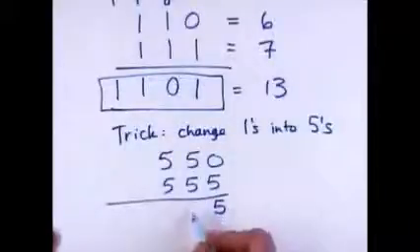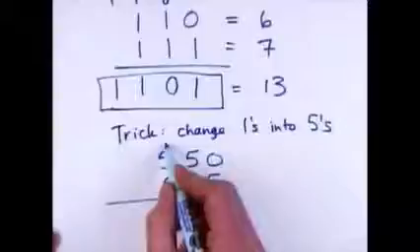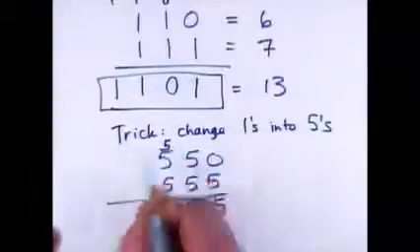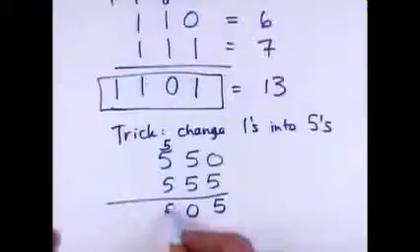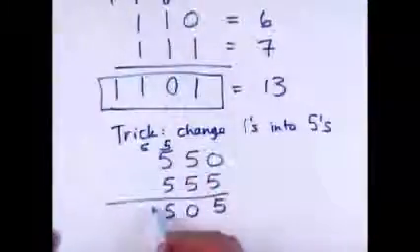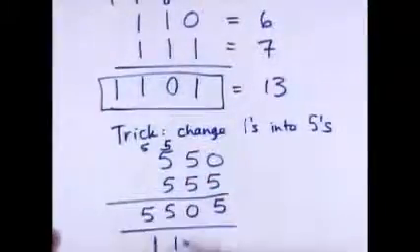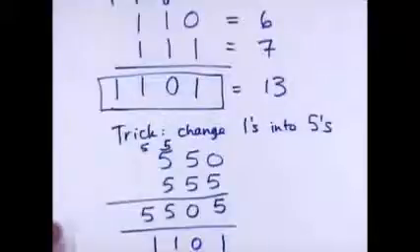Then I add 5 and 5, I get 10, which is 0, carry the 1, right? But 1s change into 5s. So I get 5, 5, and 5 is 15, which is 5, carry the 1, and it changes into a 5. And then I change them all back, and I get 1, 1, 0, 1.